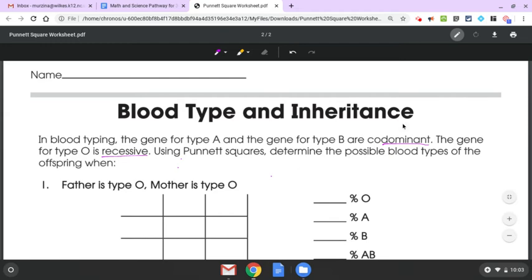If we were talking about some of the traits that we had done before, remember some of them looked like this. The capital letter represents the dominant trait, and the lowercase letter represents the recessive trait. For blood type, they're always going to be written with capital letters, so that's why they need to tell you that O is recessive and then A and B are codominant. That means they'll always be written with capital letters.